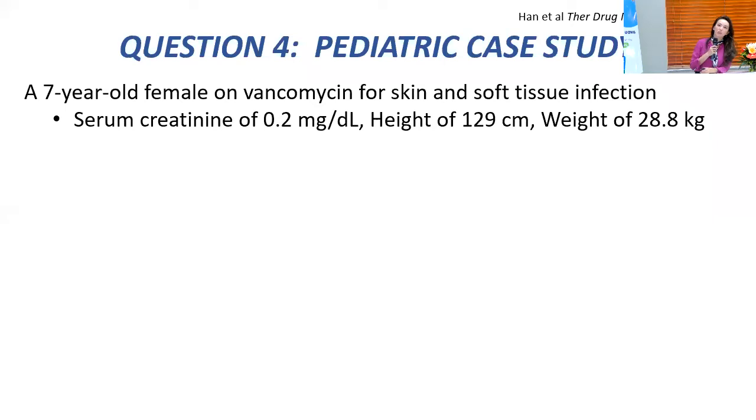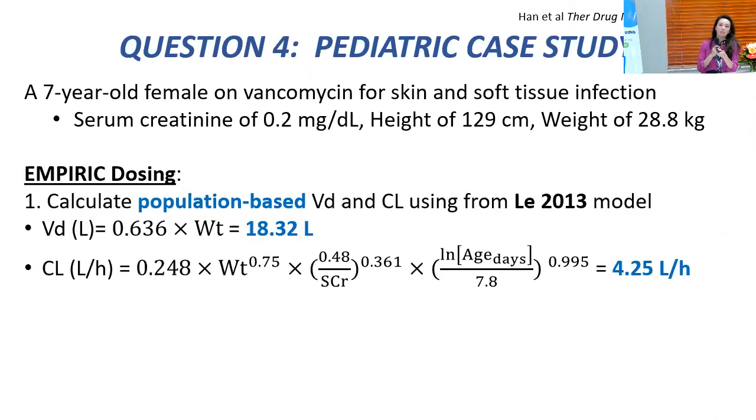Quick case study here. We have a 7-year-old female on vanco for a skin and soft tissue infection. Remember, this is a skin and soft tissue infection. Serum creatinine of 0.2, height of 129 centimeters, weight of 28.8. For empiric dosing, when we start out therapy, you have to use a pop PK model. If you know volume and you know clearance, then you should be able to get the dose, because volume and clearance are independent parameters. So we estimate this using the model that I published in 2013, which has the largest sample size to date for this age range, 3 months to 21 years of age.